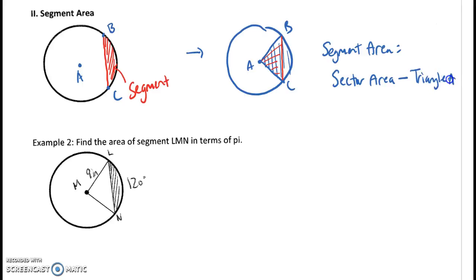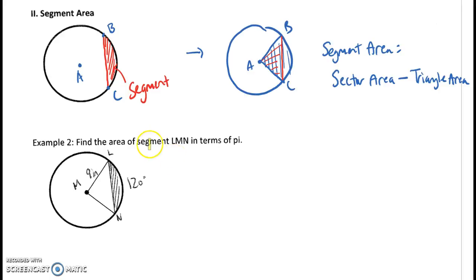And that's going to be basically what we're doing to find segment area. So the tricky thing is actually to find the triangle area. So let's take a look at example 2 and work this out. So we want to find the area of segment LMN.